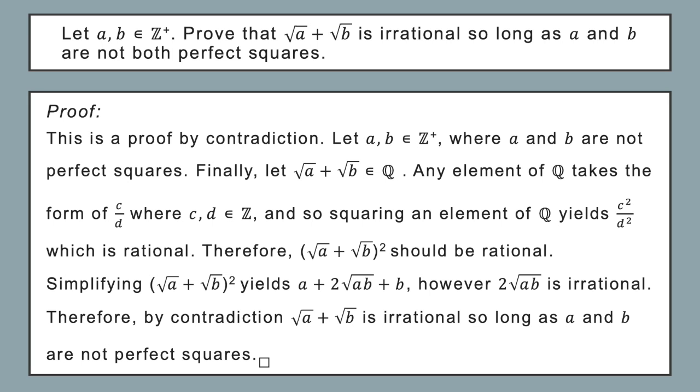The proof I chose is: let a and b be elements of the positive integers. Prove that the square root of a plus the square root of b is irrational, so long as a and b are not both perfect squares.